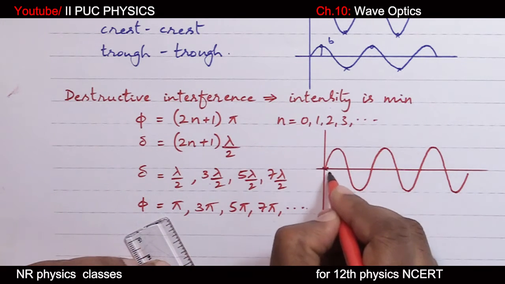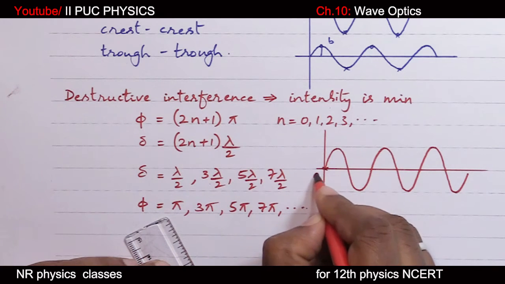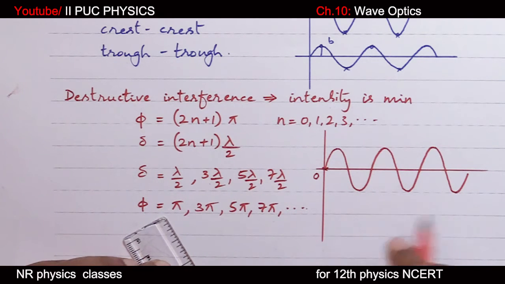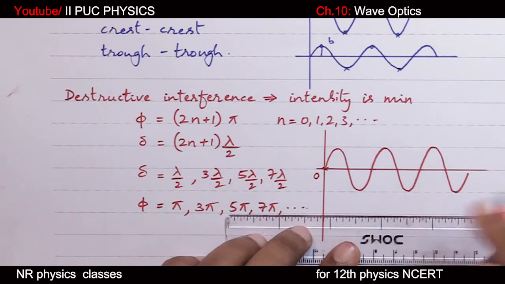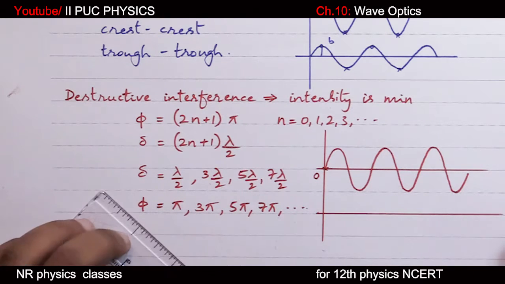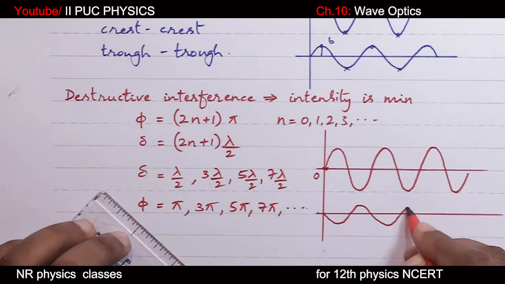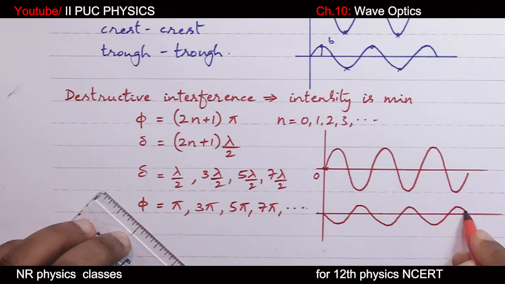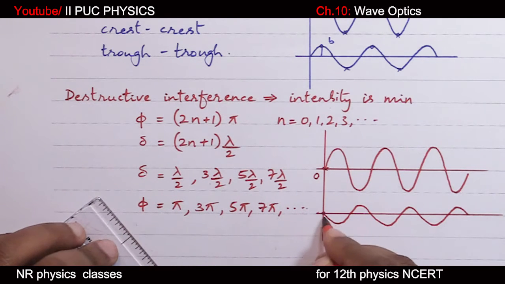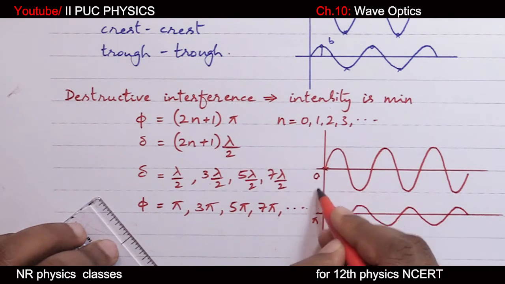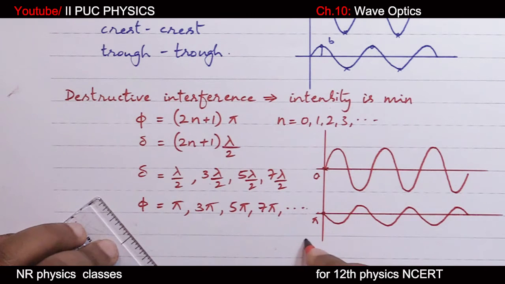Initial phase is nothing but this point, which corresponds to 0. Now the second wave should be something like this. The initial phase of this is pi. So 0, pi, the difference of these two is pi.